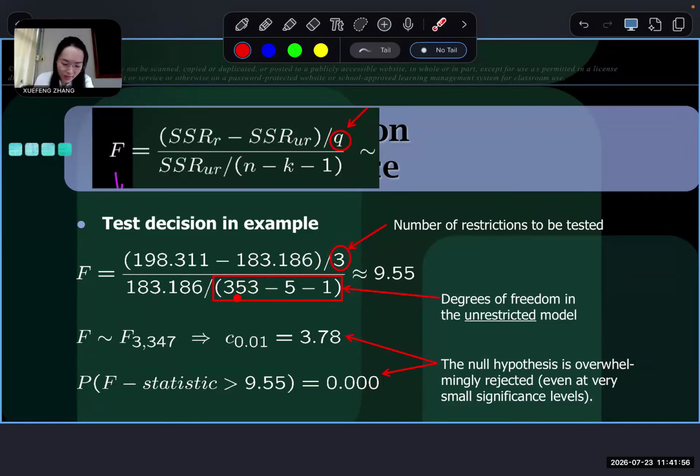And then this is the number of observations, n minus k minus 1. k is the number of x, and the 1 is the intercept, beta 0. This is the degrees of freedom in the unrestricted model. This means our F follows F(3, 347). 3 is in the numerator and this is from the denominator. Be careful, otherwise you will be confused.